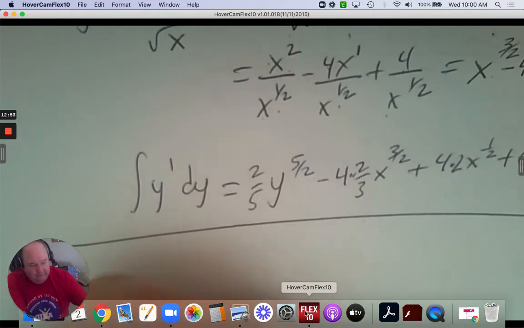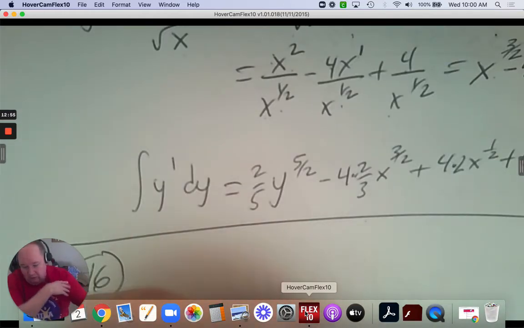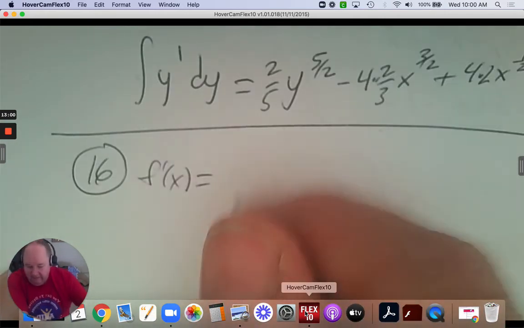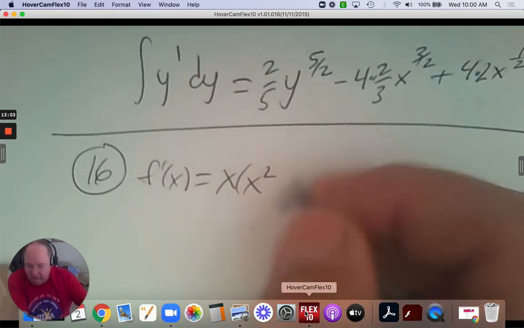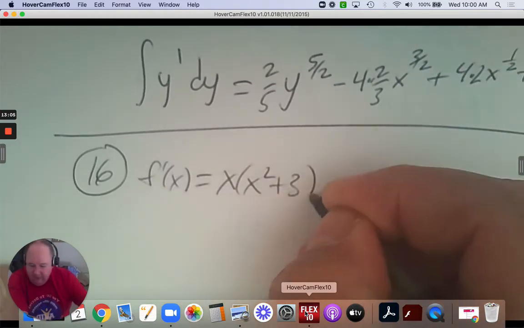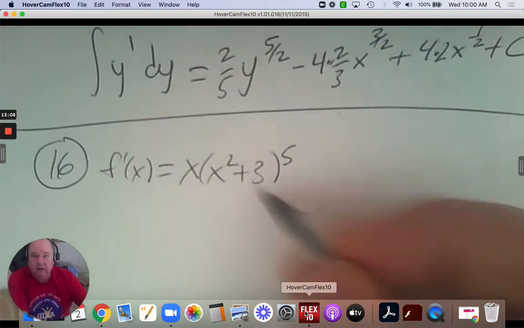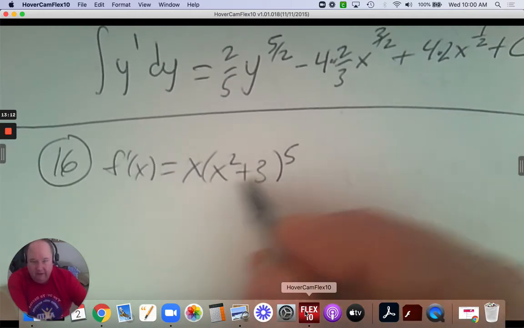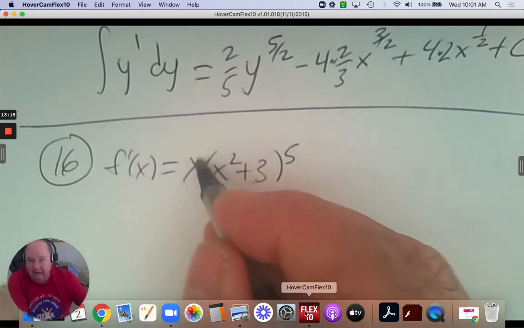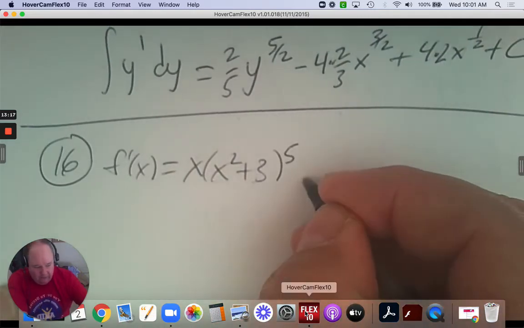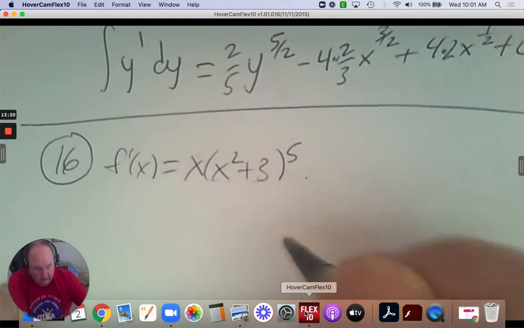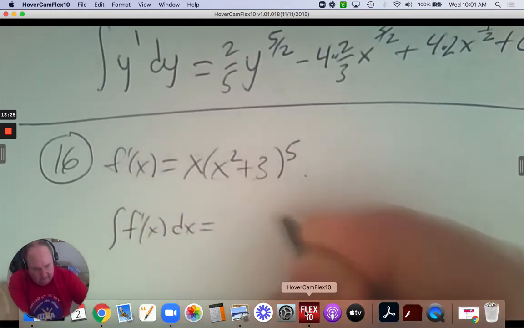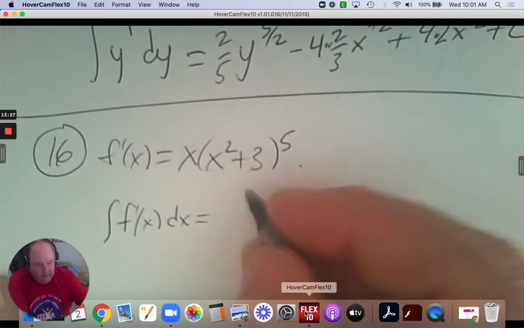Number 16. So again, the best is when you try it first. Let me write down number 16. It's x squared plus 3 to the 5. So if I'm going to do the antiderivative here, I recognize that this is going to be the anti-chain rule. So the derivative, I need to set up the hook and then unhook it. So to set this up properly, first of all, what we're doing is we are integrating.